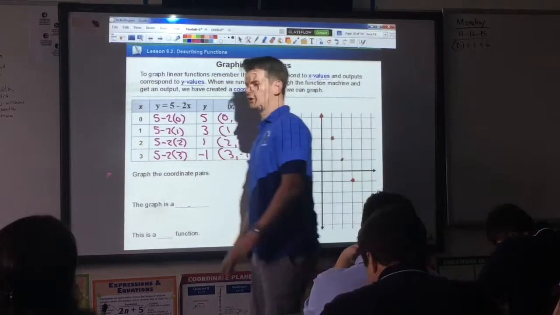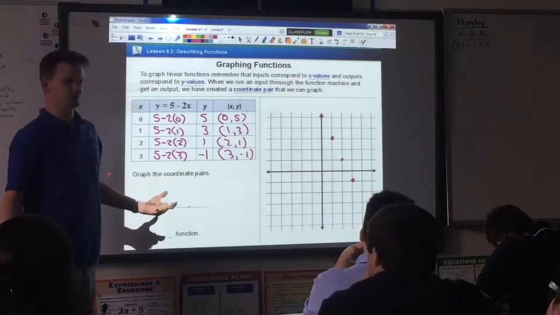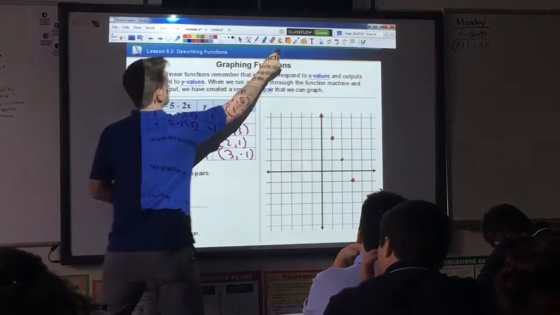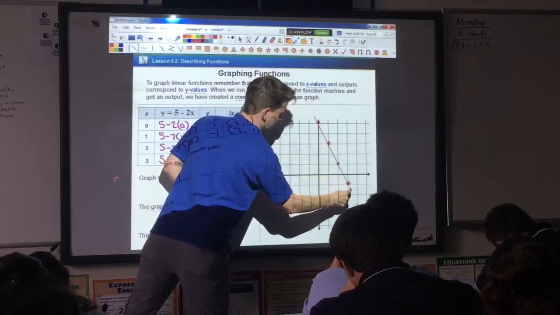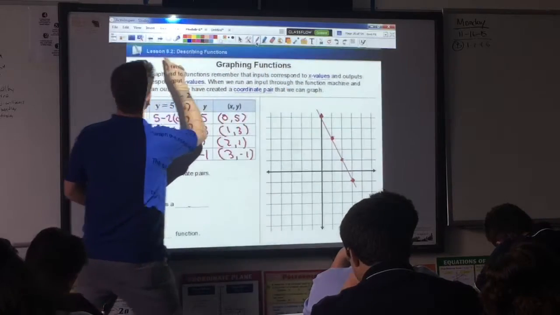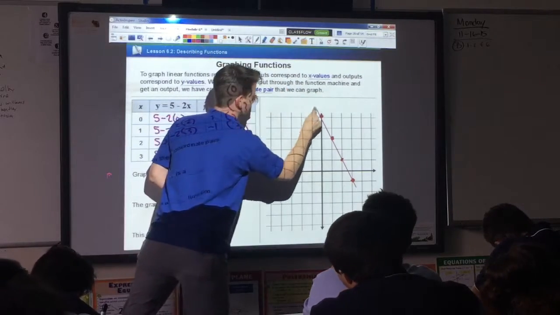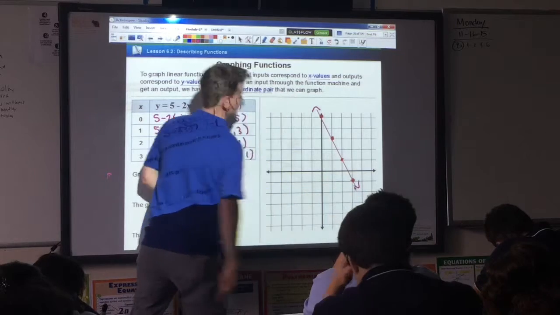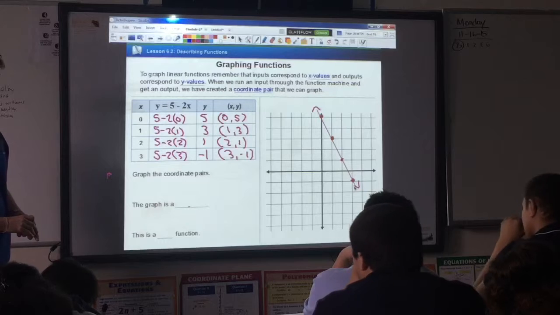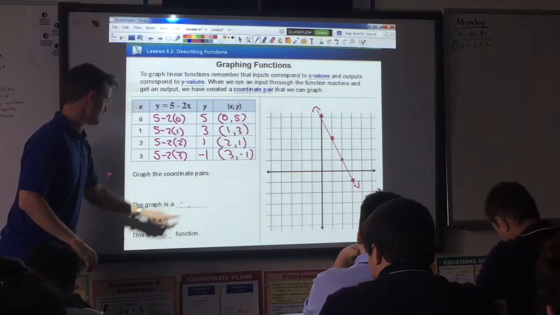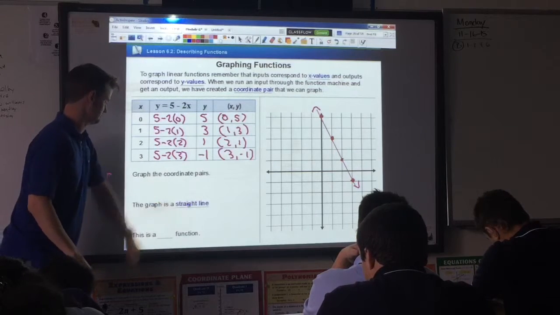And once I graph the coordinate pairs, obviously I need to connect them with a what? Line. So we connect them with a line. Don't forget your arrows. I draw my little arrows at the end of either side to show that this line continues on even after I've stopped graphing it. Now, is this a straight line, yes or no? Yes, this graph is indeed a straight line.